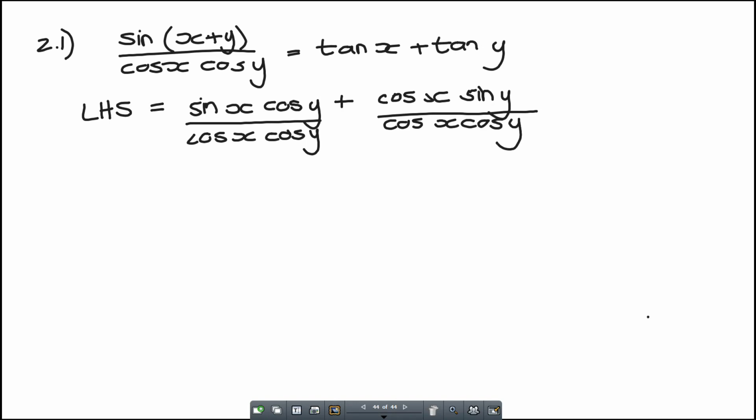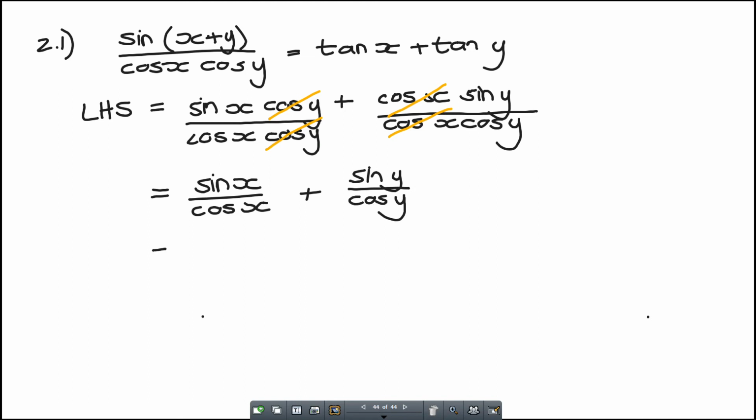Nou gaan jy sien, hierdie cos y, in die ander kleur, cos y en cos y kanselleer uit. En cos x cancels out. So I will have left sin x over cos x plus sin y over cos y. And sin over cos, if the angle is the same, will become tan x, and over here tan y.